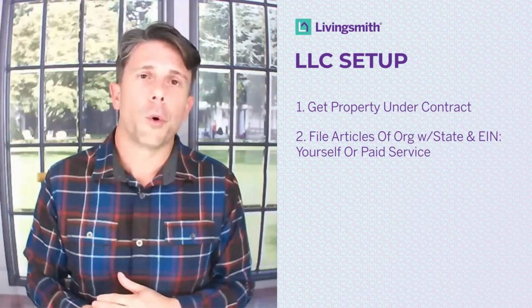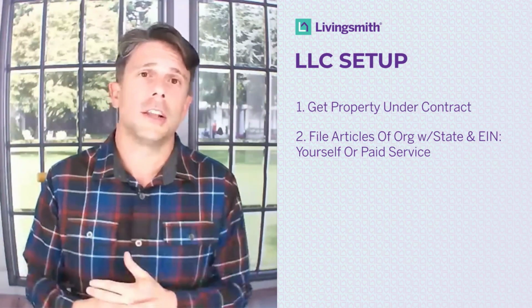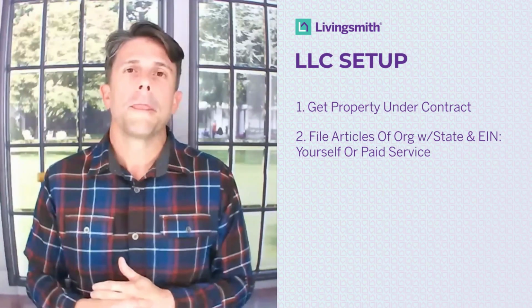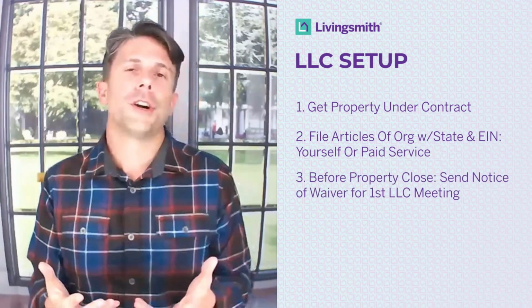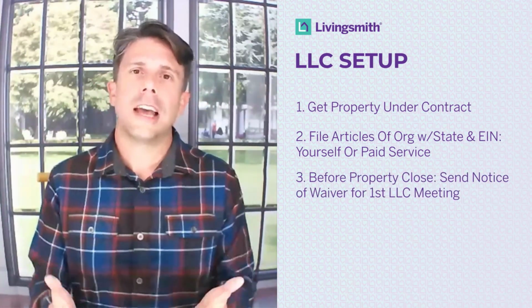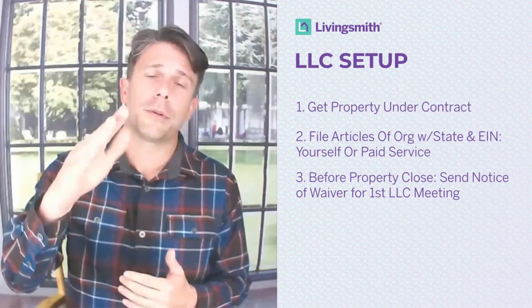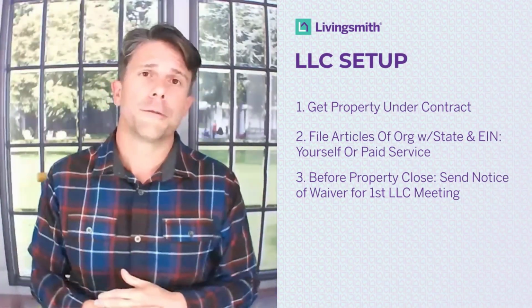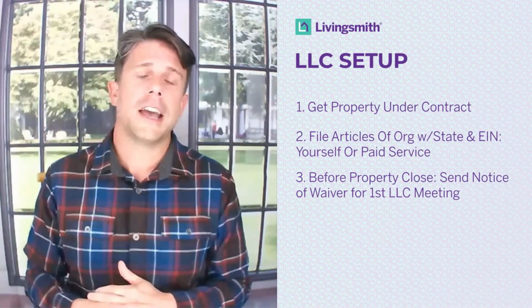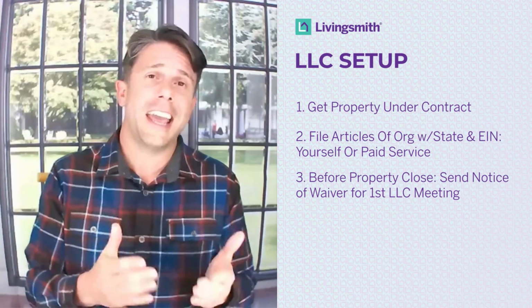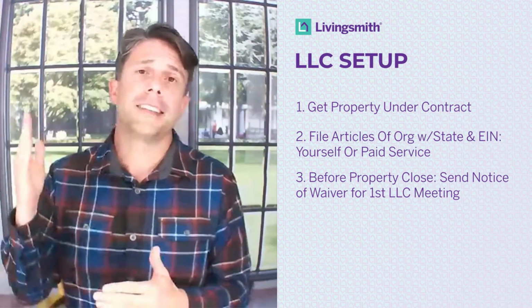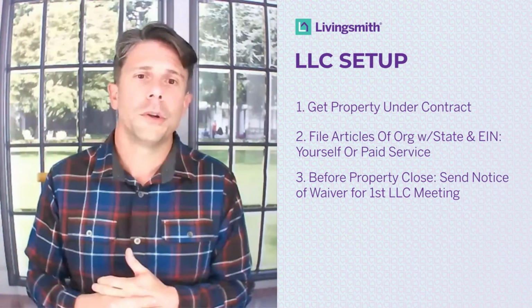So first we get a property under contract. Second, we file our articles of organization with the state. We start our LLC, we get our EIN, and we are going to send out the waiver of notice for the first LLC meeting. So you got the property under contract, you filed for your LLC, you got your EIN, you sent out the waiver of notice for the first meeting, which says, hey, this first meeting is going to happen right after property close.